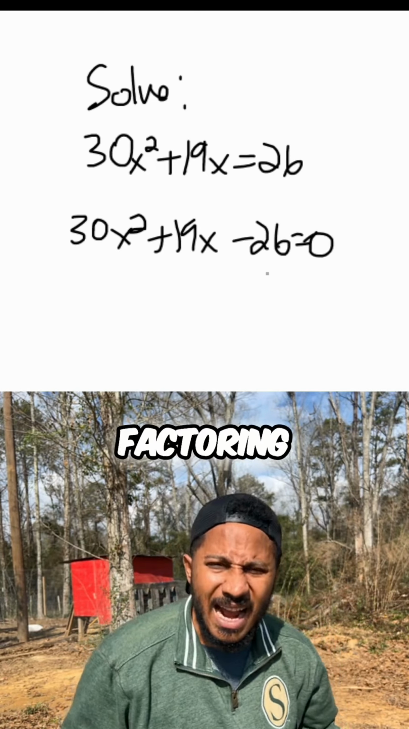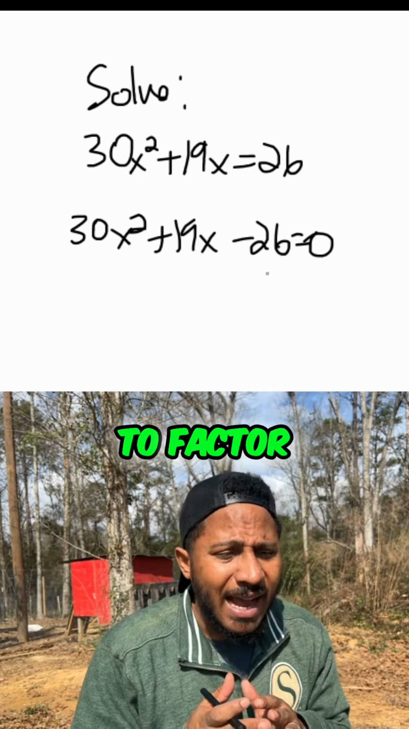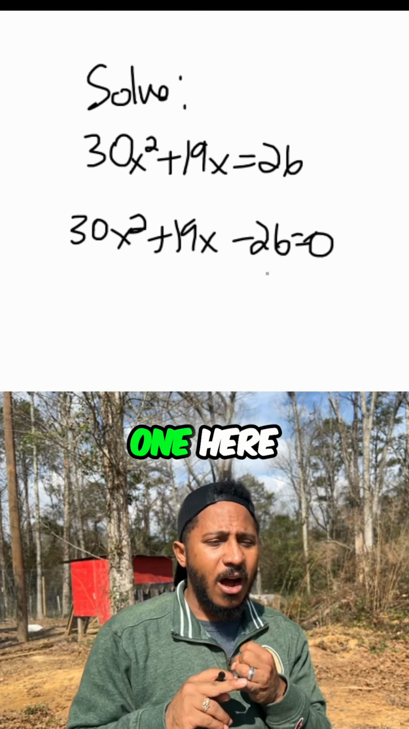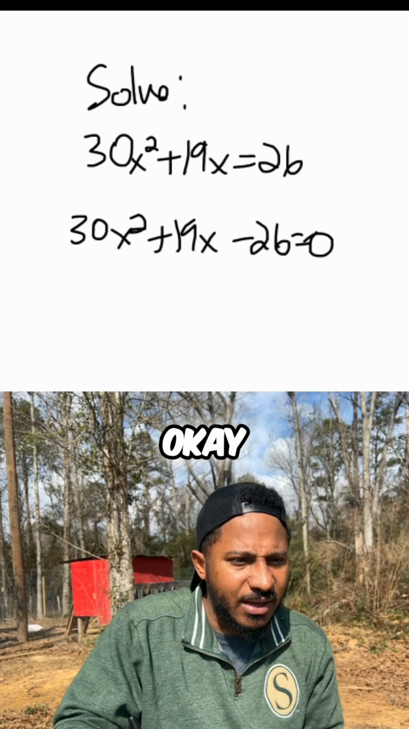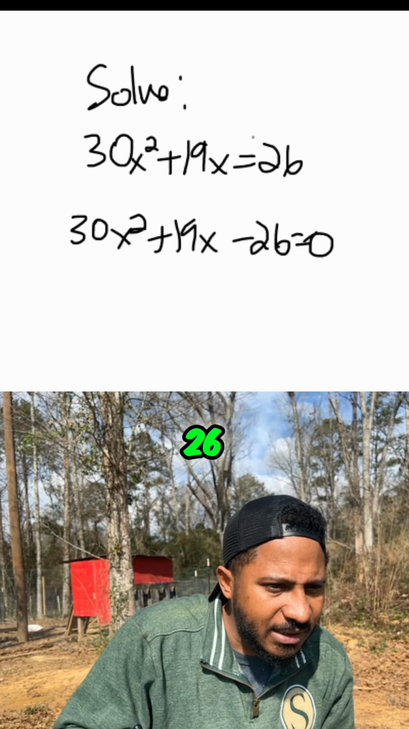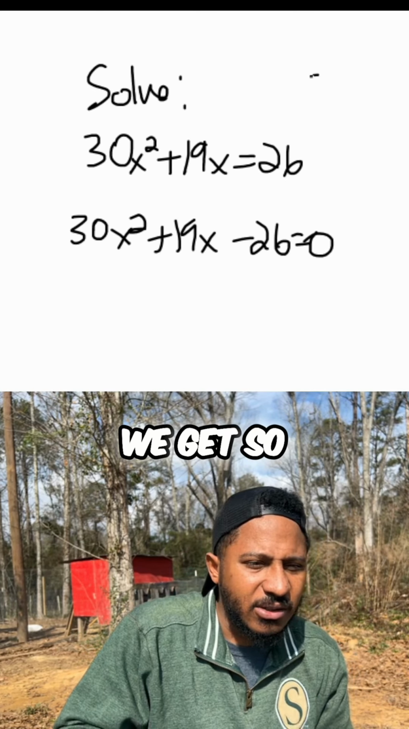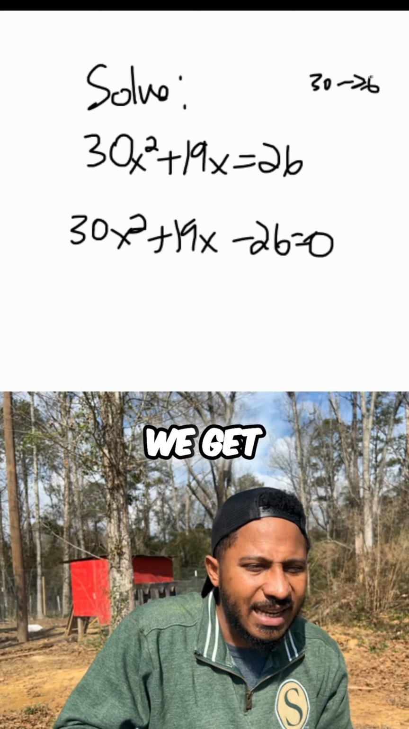Okay. Now factoring the other side. Now this is a little bit difficult to factor because the GCF is 1 here, but we can try using the AC method by multiplying 30 by negative 26, okay? So here if I multiply 30 by negative 26, we get negative 780, okay?